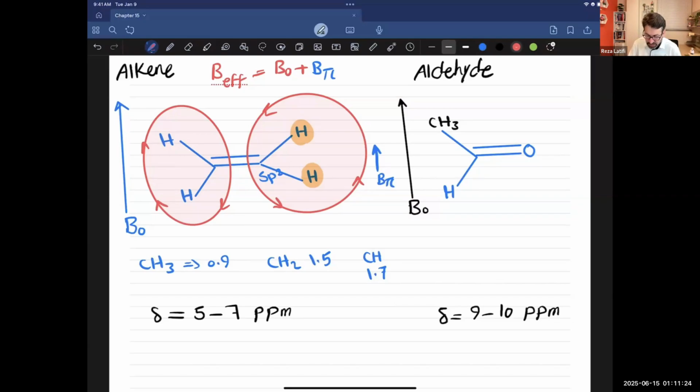And do I have the same effect for aldehydes? Let's double check that one. I'm going to draw a circle here, and same thing there. And I'm going to say I have a magnetic field moving in this direction.